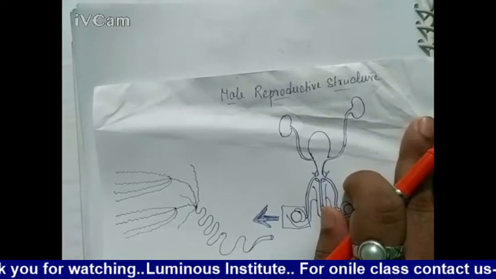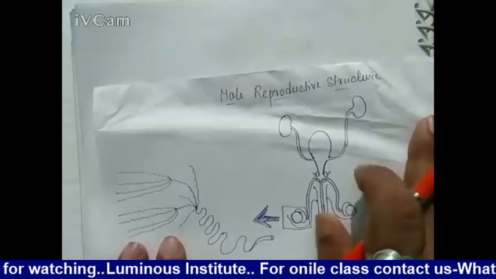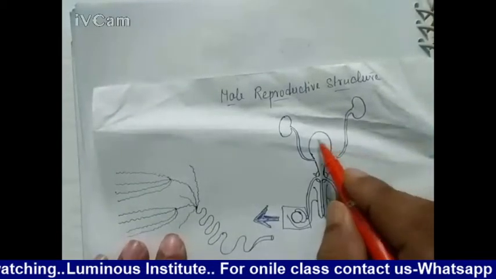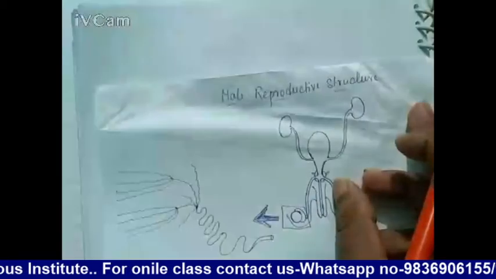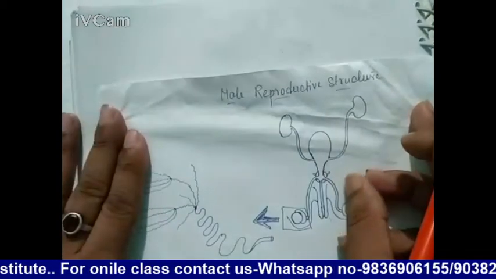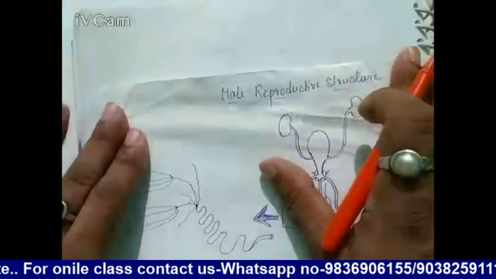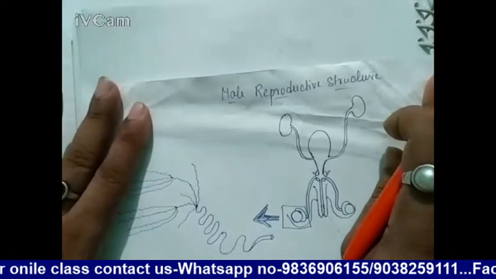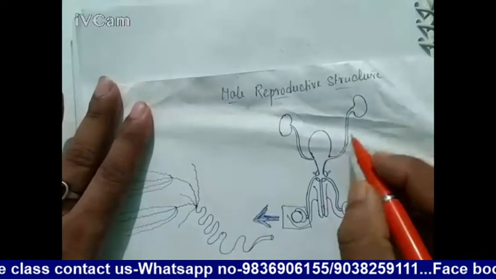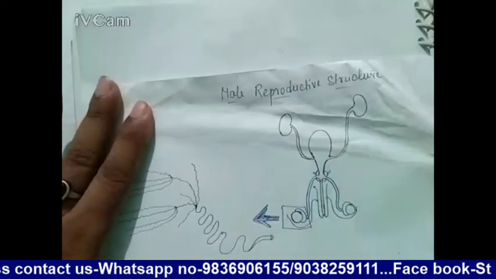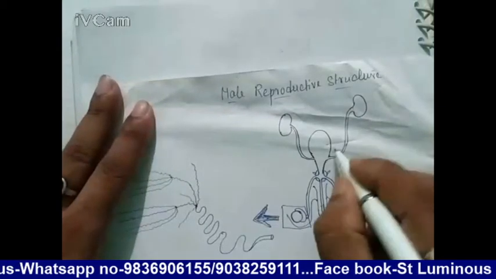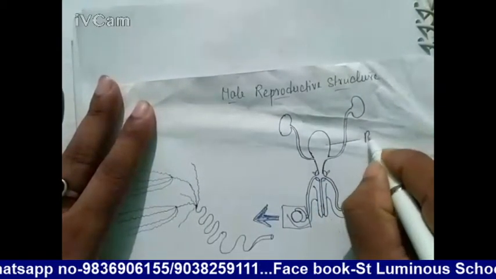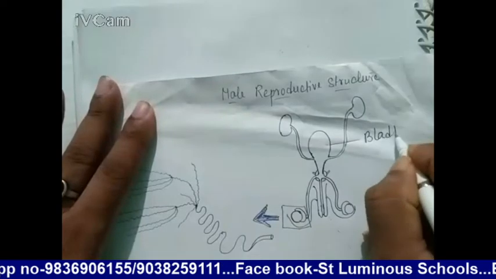If you look from above, this portion is the bladder. In humans, excretion and reproduction are connected to each other through the penis. So excretion passes through this reproductive structure. It is common in both male and female also. So this portion is the bladder, where urine is stored.